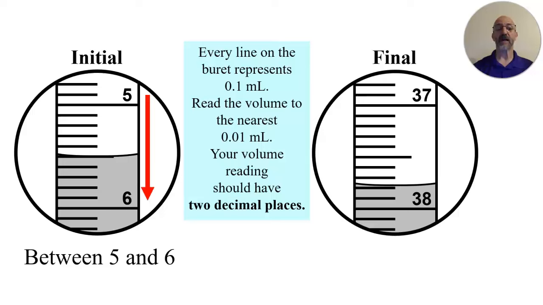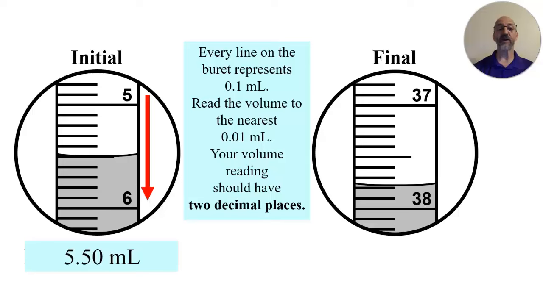Now it looks like this volume reading is 5.5, and I think it's exactly on the line so that the bottom of the meniscus seems like it's exactly at 5.5. But remember, 2 decimal places, so I'm going to record that volume reading as 5.50 milliliters.